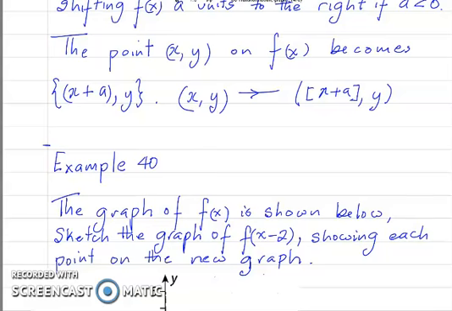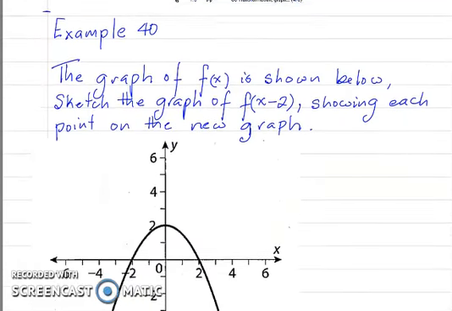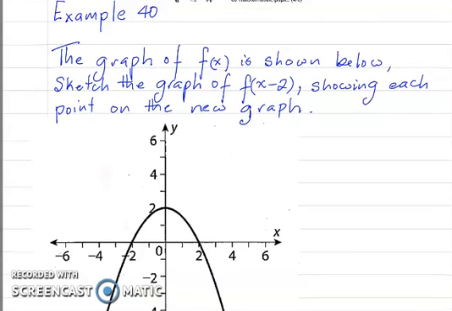All right, let's have a look at an example. Let's have a look at example 40. Example 40 says, the graph of f of x is shown below. Sketch the graph of f of x minus 2, showing each point on the new graph.